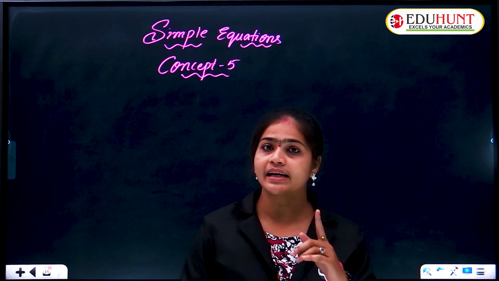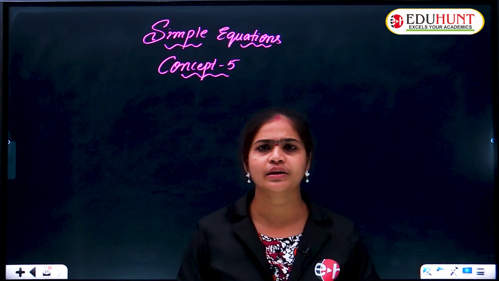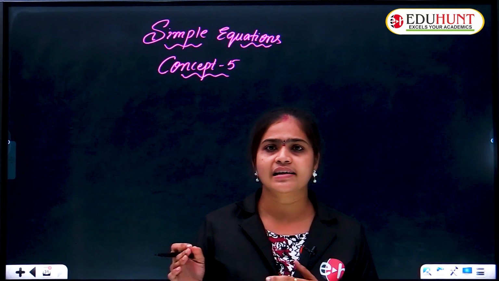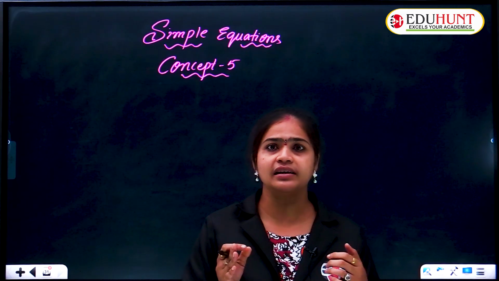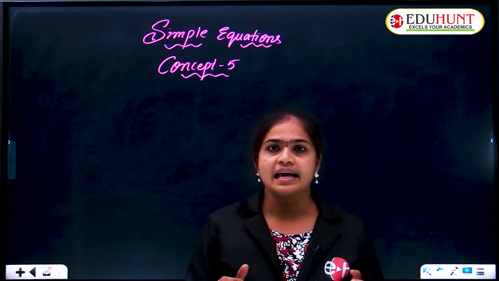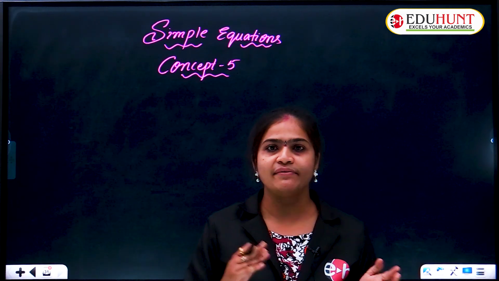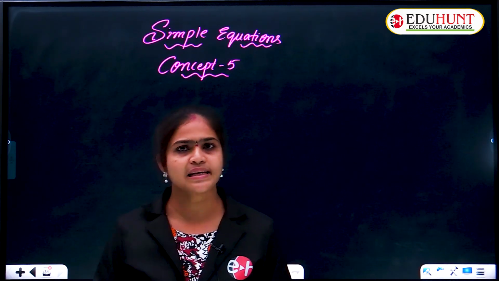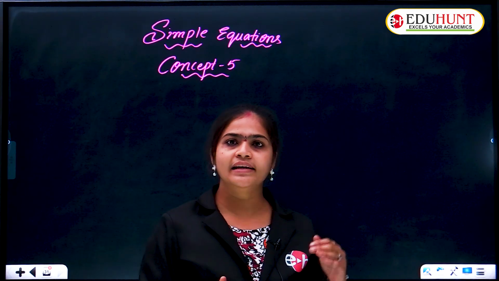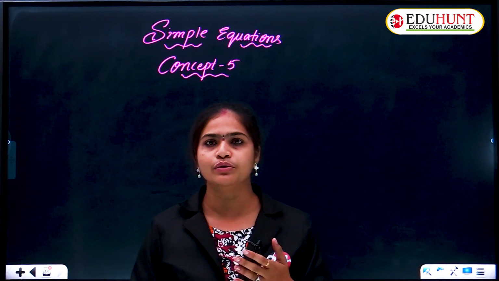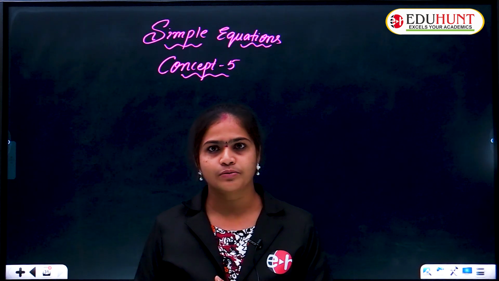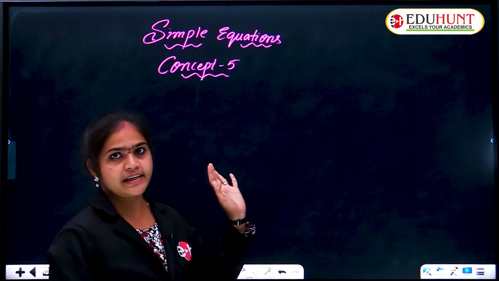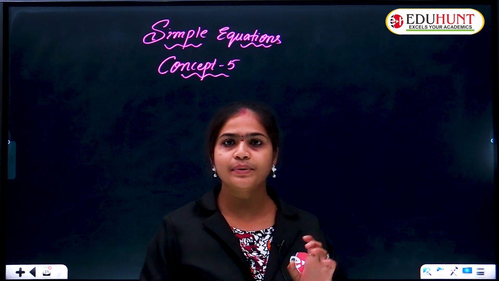Applicative type means, as I already told you, simple equations in our day-to-day life. In some situations we can use simple equations, such as those related to ages or division of salary. Salary is divided into two parts: one is savings, another one is expenditure. In those cases we use simple equations, and in place of unknown quantities we can use variables also. Now, this concept 5 is related to applications of simple equations.